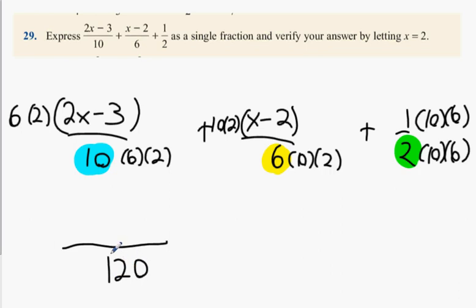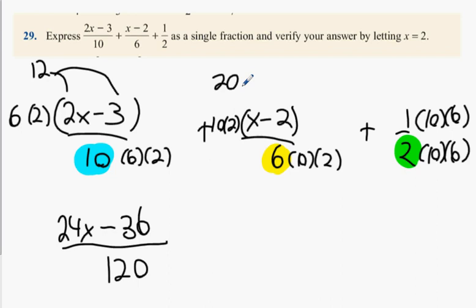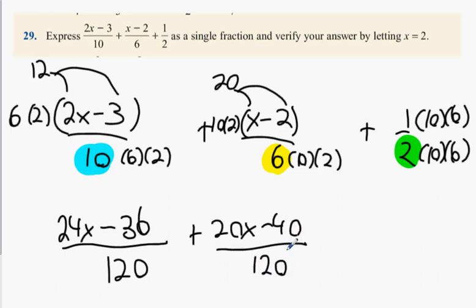It will still work. 6 times 2? 12 times 2x? 12 times 3? 36. 10 times 2? 20 times x? 20 times minus 2? Once again, all over 120. Next one, 10 times 6? 120. Now guys, look at this.